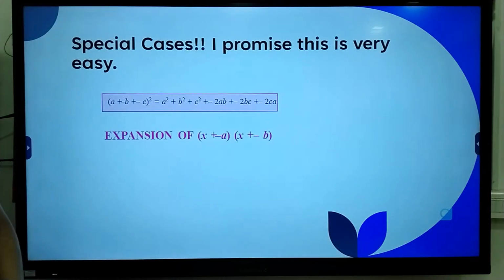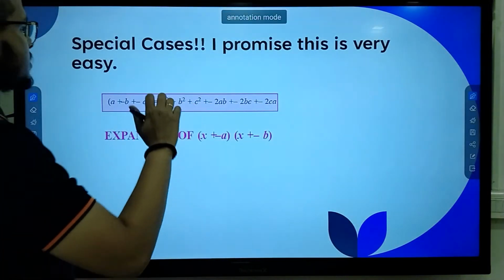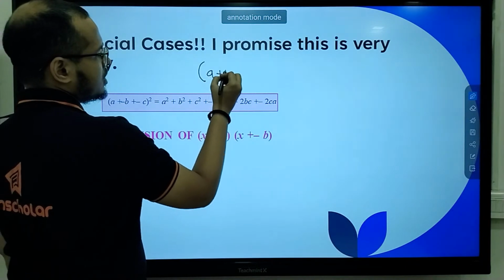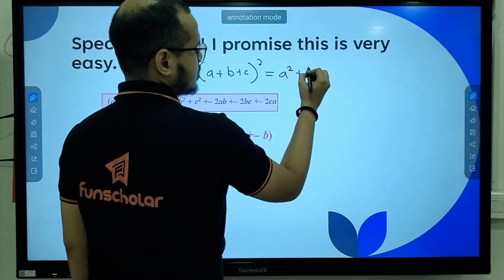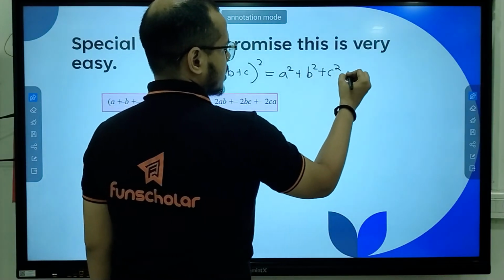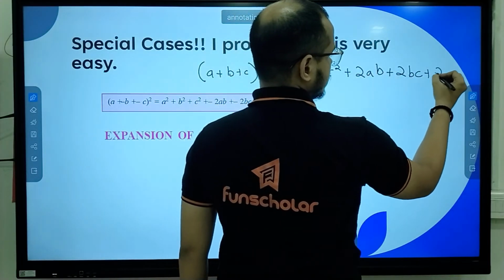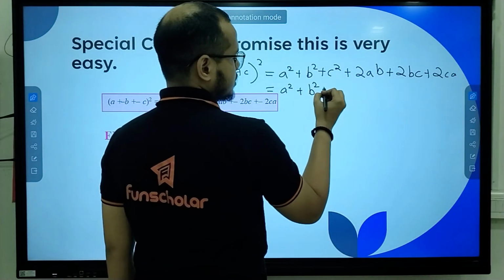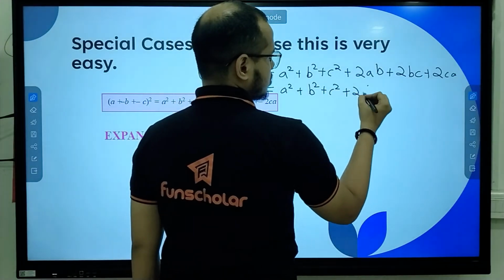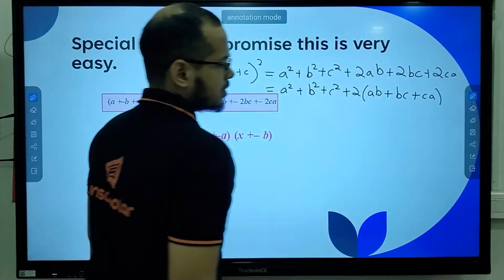Okay, now there are some special cases. See, if you are not able to memorize the special cases, it's very easy to understand. Okay, let's see. If I have an expression like a plus b plus c and I want to square this entire thing, the simple answer will be a square plus b square plus c square plus 2ab plus 2bc plus 2ca. Okay, it can also be written as a square plus b square plus c square plus 2(ab plus bc plus ca).